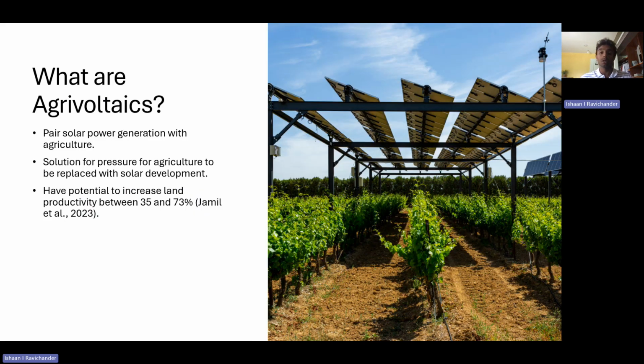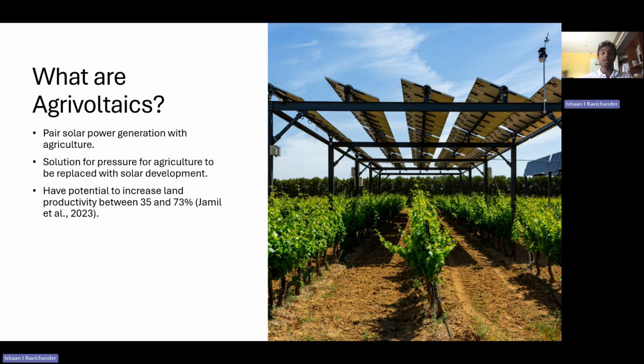So, firstly, what are agrivoltaics? Agrivoltaics pair solar power generation with agriculture, generating electricity while providing space for crops, grazing, and even pollinator and native habitats beneath or around the solar panels. They are dual use areas which carefully integrate solar energy generation and agricultural practice into the same plot of land.